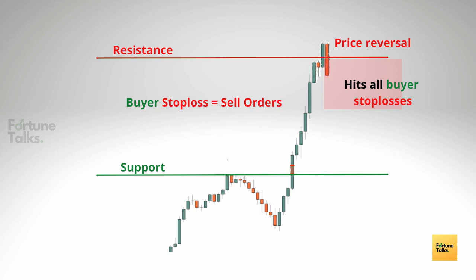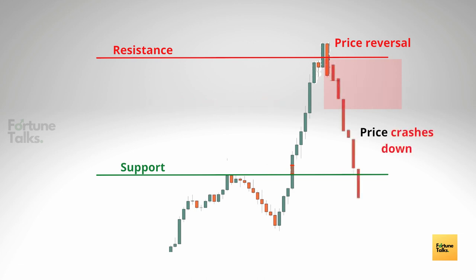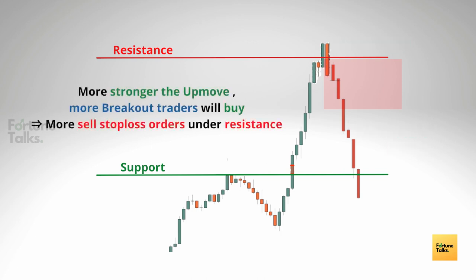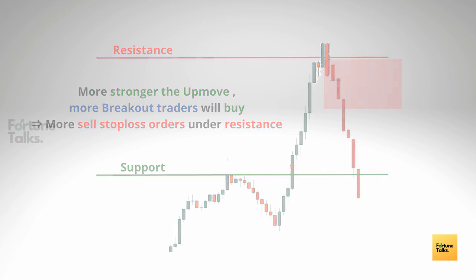This in turn means that these are actually sell stop loss orders which will induce further selling pressure in the market. Now, the stronger the bullish move is into the market structure, the more breakout traders will enter the trade and there is more buying, and more buying in turn means more selling stop loss orders behind the resistance. And if there happens to be a price reversal, or if the price reverses towards the downside, it will hit all the sell stop loss orders of these breakout traders.